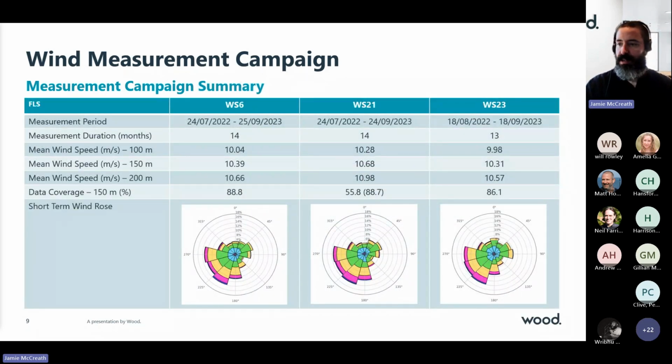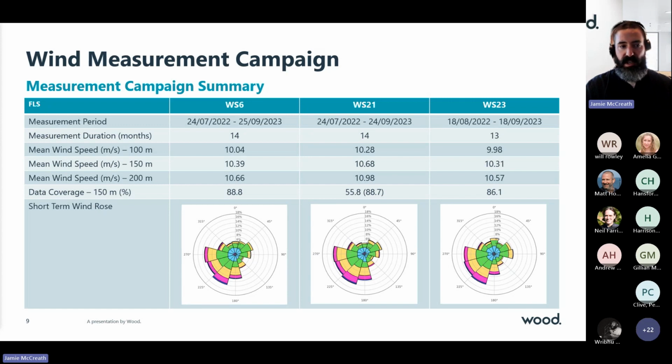The measurement campaign essentially covered just over a year of data. So from July for the 2 Celtic Sea deployments, and then from August for the other, WinSea 6, that was deployed. From our side, the analysis was focusing on deriving wind resource grids, giving wind measurements over the project at 3 primary measurement heights that were of interest for future development. So that's 100 meters, 150, and 200 meters.